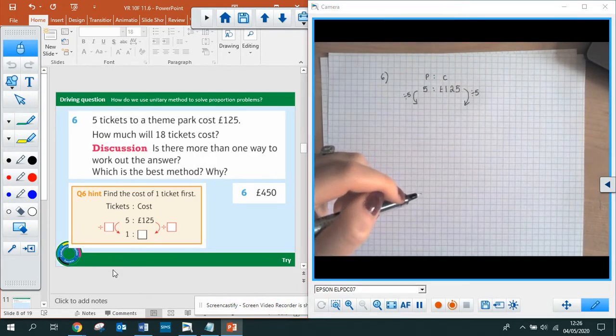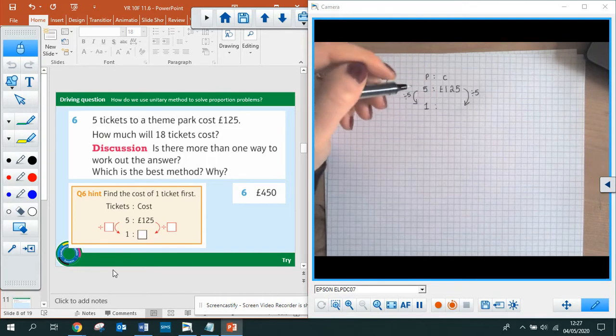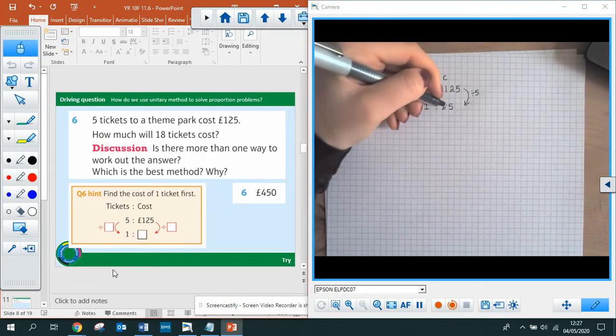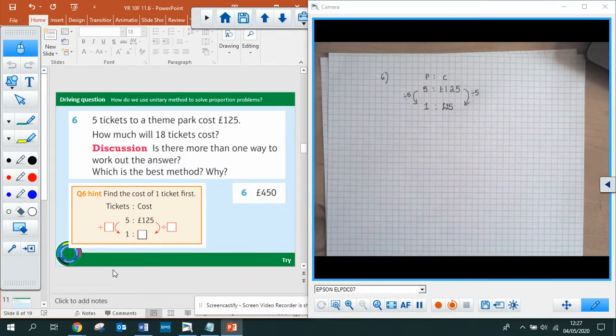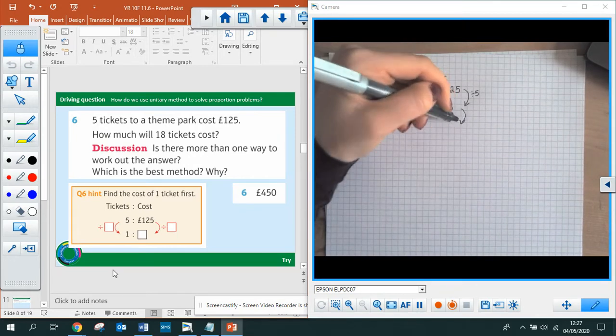Okay, so we need to start by doing that. 5 divided by 5 is 1. 125 divided by 5 is 25. So that means it costs £25 per ticket. So for one person, it costs £25. One ticket, £25. How much is it going to cost 18 people?